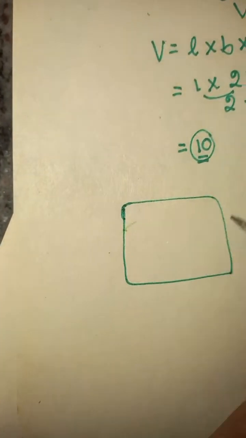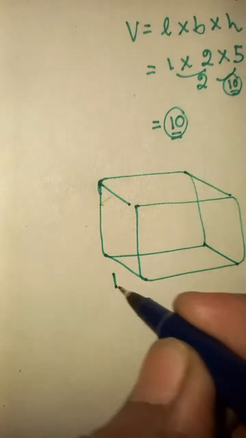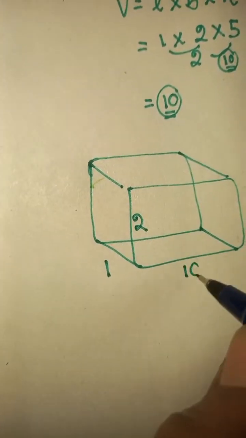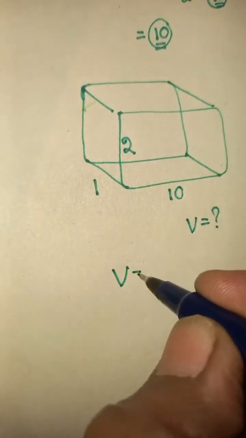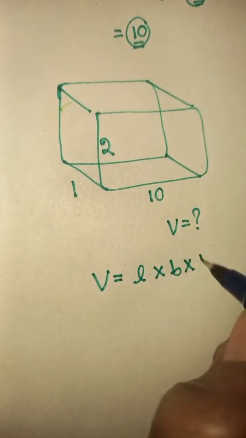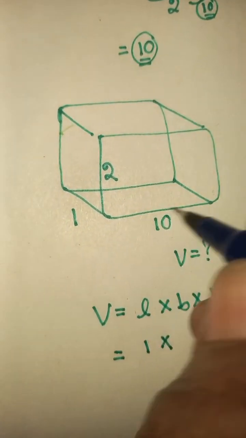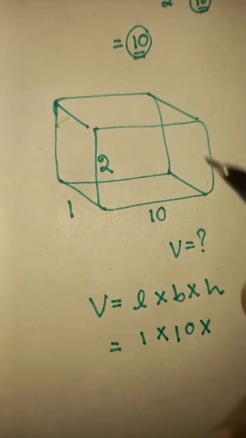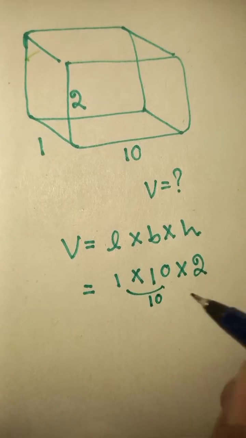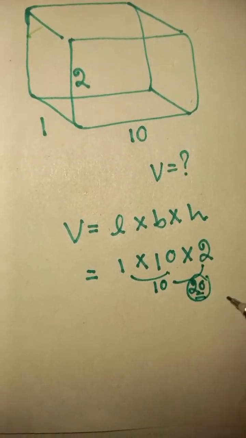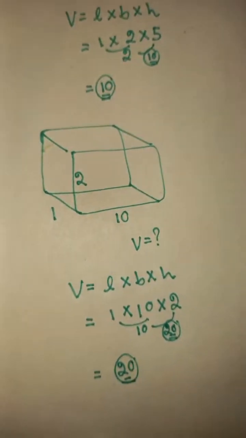In this cuboid, they are told the length, breadth, and height are 1 unit, 2 units, and 10 units. Now you need to find out the volume. Volume of this cuboid is length times breadth times height. This is length 1 unit times breadth 10 units times height, which is 2 units. Now 1 times 10 becomes 10. 10 times 2 is 20, so 20 cubic units is the volume of this cuboid.